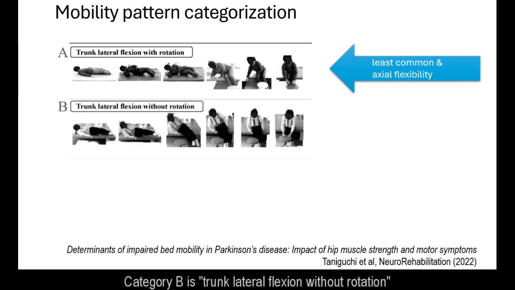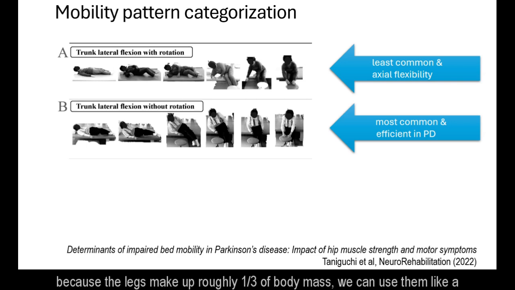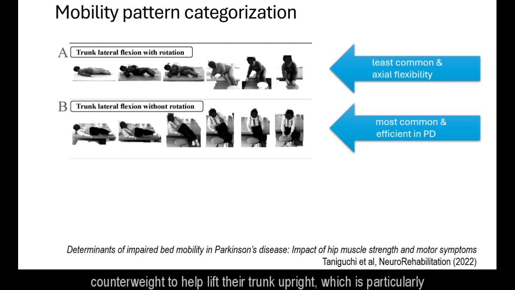Category B is trunk lateral flexion without rotation. This is the most common strategy in PD, and from a biomechanical perspective, it's efficient. People with PD lift their lower limbs together as a unit, which helps elevate their upper body. Because our legs make up roughly a third of body mass, we can use them like a counterweight to help lift the trunk upright, which is particularly advantageous in the presence of axial rigidity.